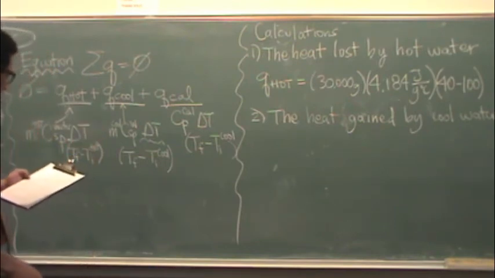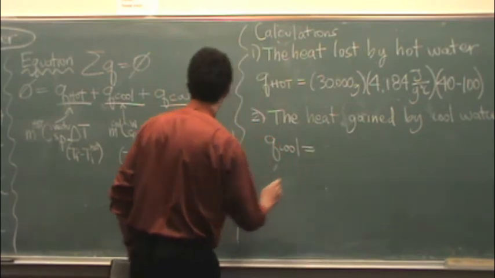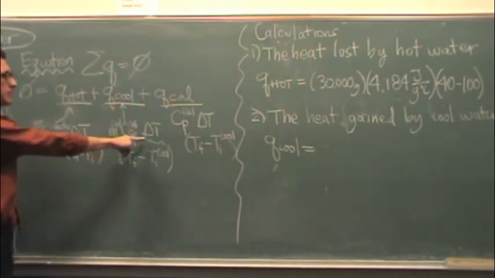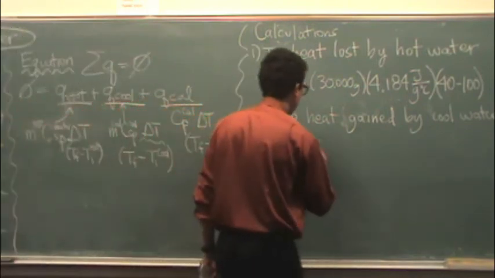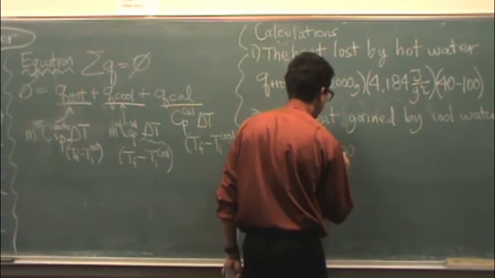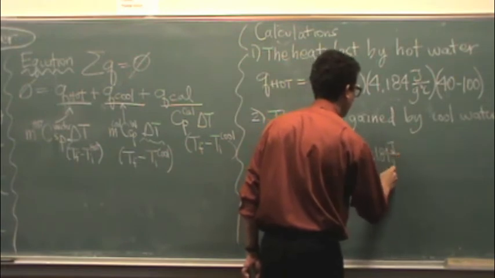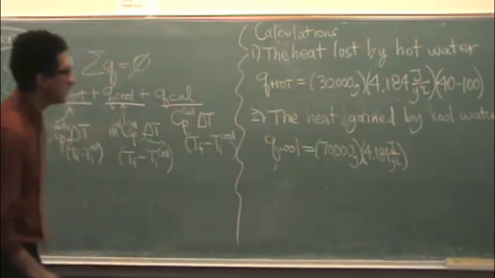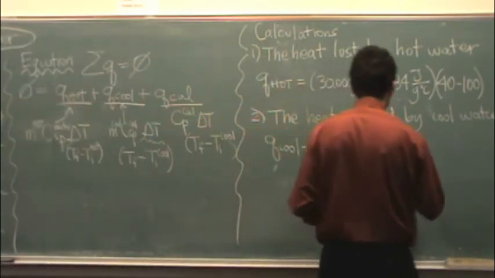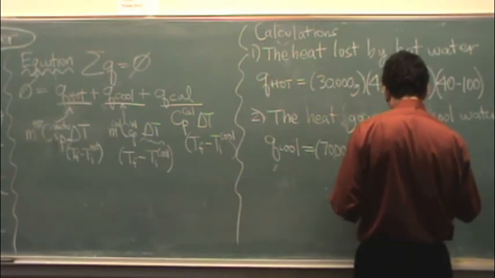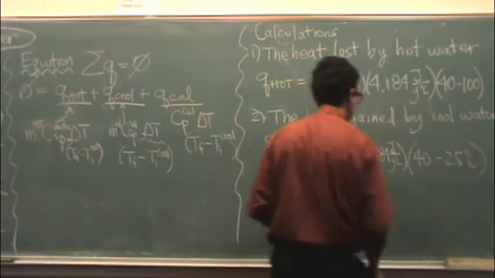Okay, now let's look at the second one. It's Q of the cool water. And that's the one right here, M CSP delta T. So we're going to use that formula. The mass of the cool water we had from our data was 70 grams. 4.184 joules per gram degree C for CSP. So that's as before, that's a constant. And then we've got T final minus T initial. T final in this case is 40, but the T initial of the cool water is 25 degrees.